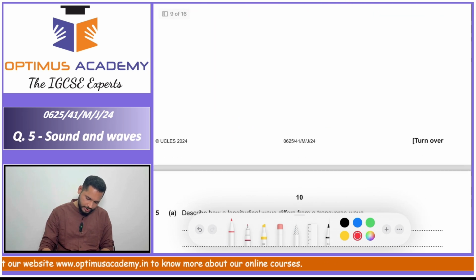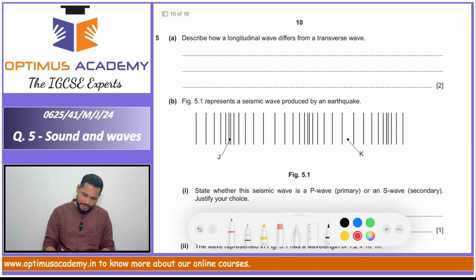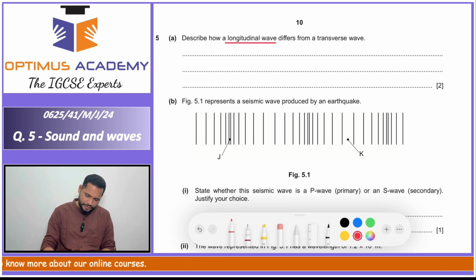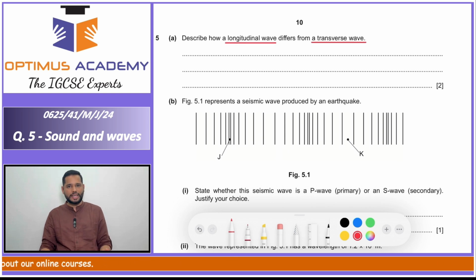We'll go to the next question, question number 5. It says, describe how longitudinal waves differ from the transverse wave. So we know about transverse wave and longitudinal wave. In longitudinal waves, the vibrations of the particles are parallel to the direction of the wave. We can also say the vibrations are to and fro. Whereas in transverse waves, the vibrations of the particles are perpendicular to the direction of the wave, and they are up and down.